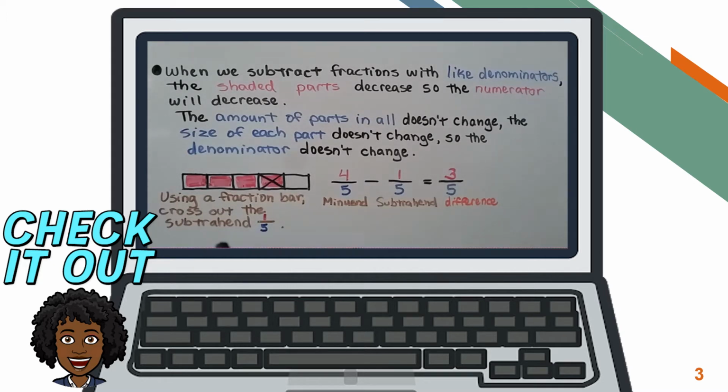And using a fraction bar, we would cross out the subtrahend 1/5. We can see there are 3/5 left. 4/5 is the minuend, 1/5 is the subtrahend, and 3/5 is the difference between 4/5 and 1/5.